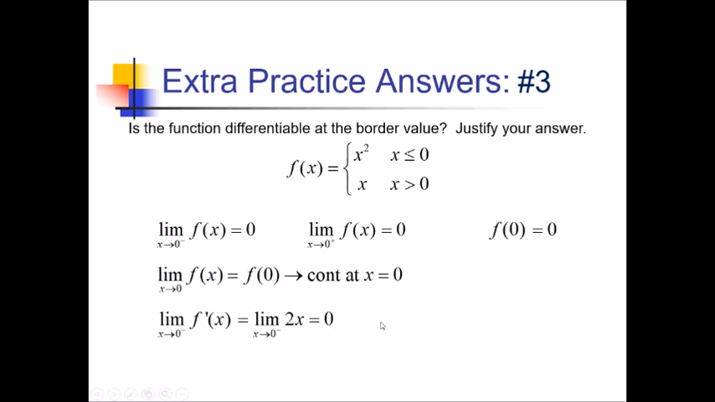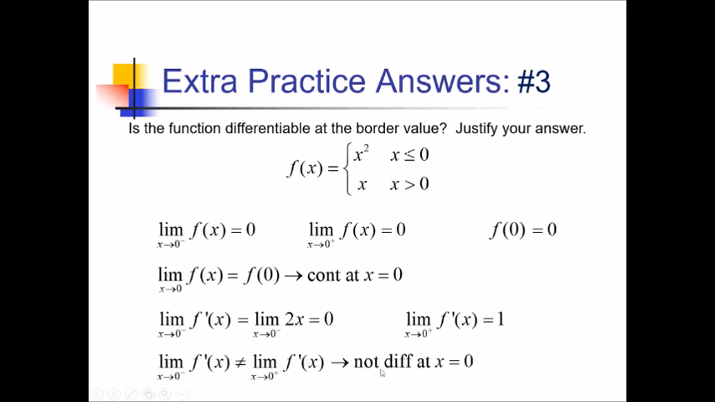We also need to figure out the right side limit of f prime. So that'll take the derivative of this x rule, which is always 1. Since the right and the left side limits do not match up, that means our function is actually not differentiable at x equals 0.